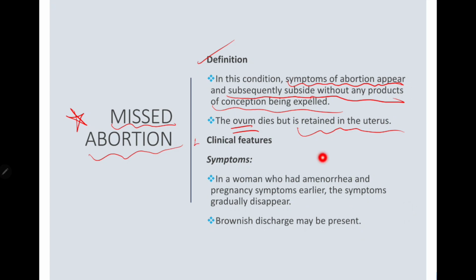So what are the clinical features that we can see in missed abortion? First, the symptoms. In a woman who had amenorrhea and pregnancy symptoms earlier, the symptoms gradually disappear.